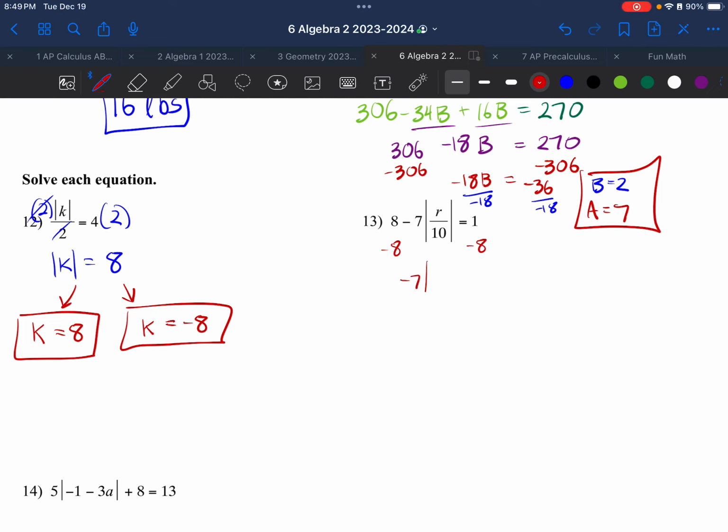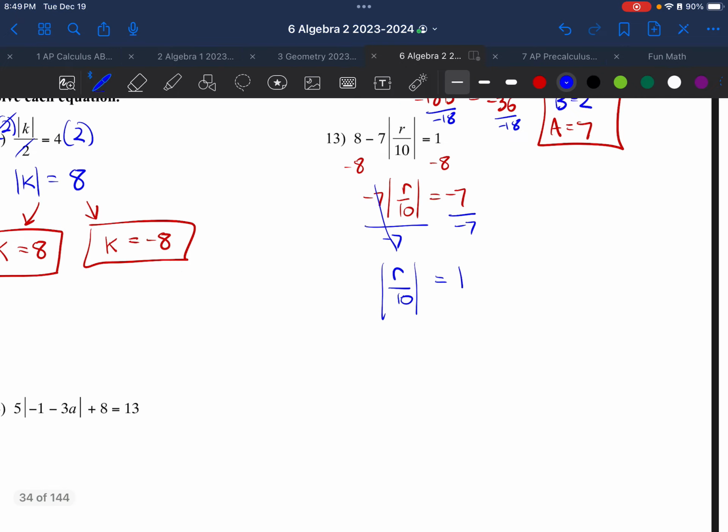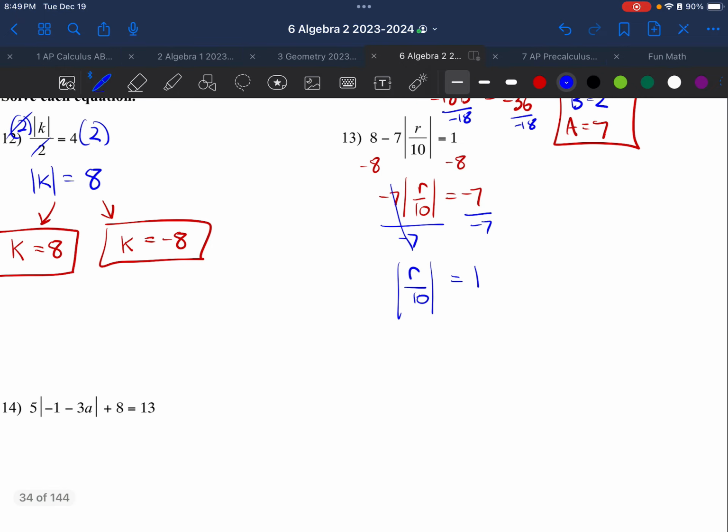That's going to be negative 7 times the absolute value of r over 10, and the absolute value is equal to negative 7. And then finally here, to get the absolute value by itself, divide by negative 7. These will cross-cancel, leaving behind just the absolute value of r over 10, and the right side is going to be 1. Now we can deal with the absolute value. This is going to turn into 2 separate equations. First is r over 10 is equal to 1. The second equation is r over 10 is equal to negative 1.